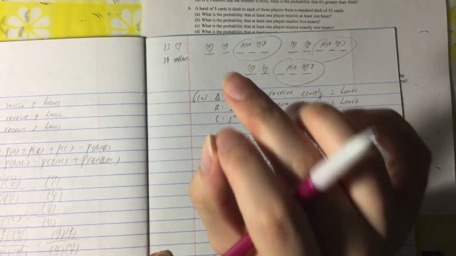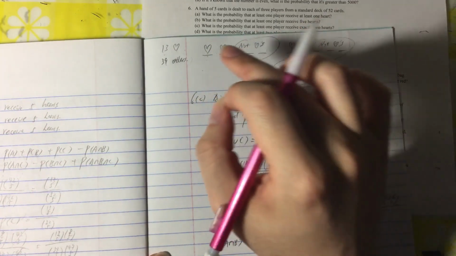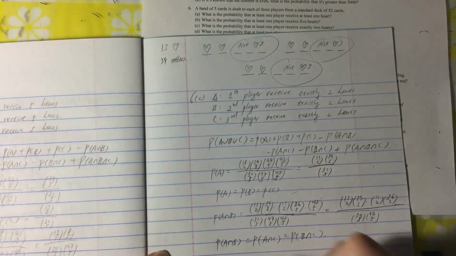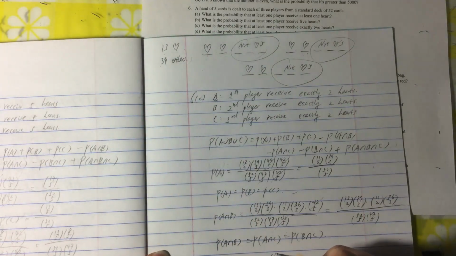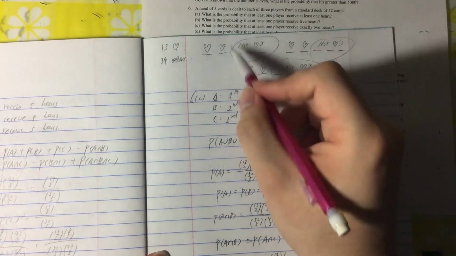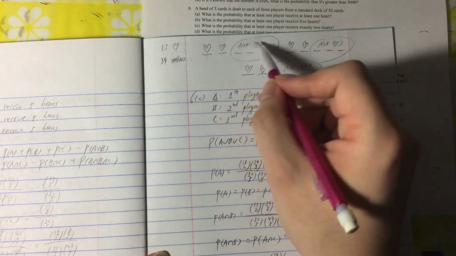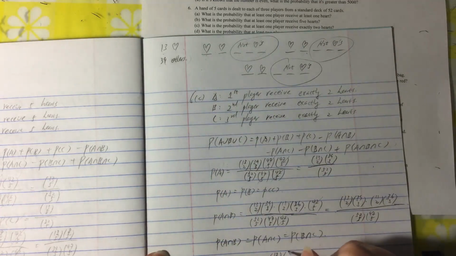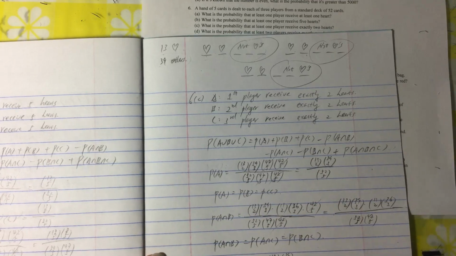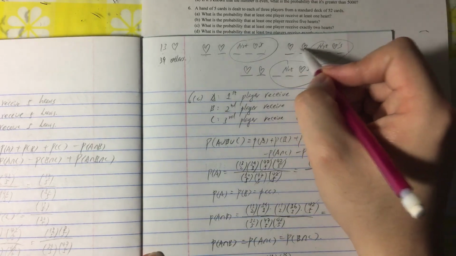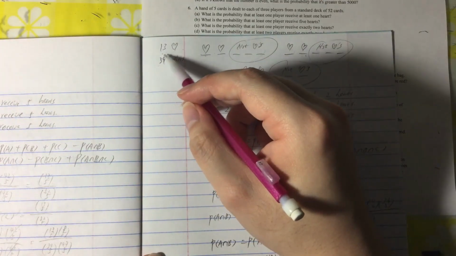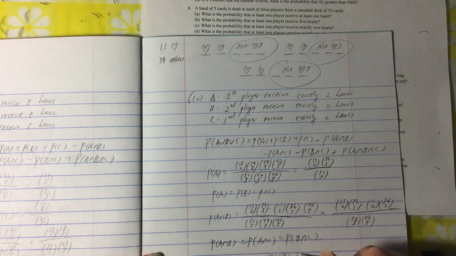Now let's take care of the first player first. The first player receives 2 hearts out of 13. Then the other 3 cards cannot be hearts, so he receives 3 cards out of 39. That's 39 choose 3. That's the first player. Now the second player chooses 2 hearts out of 11, since the first player already picked 2 hearts.